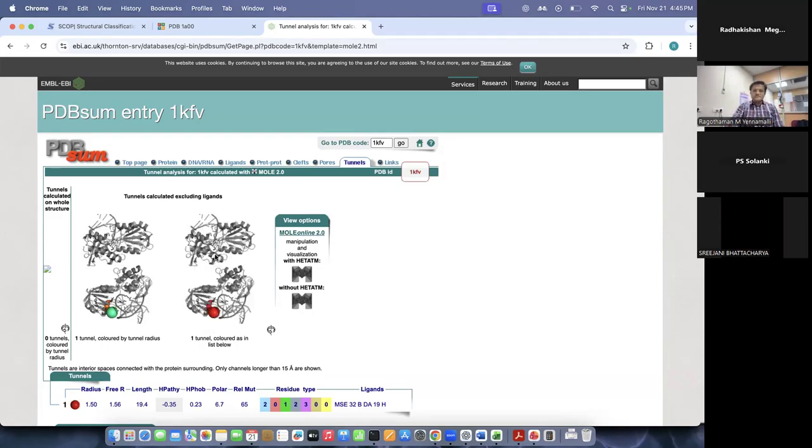There are not just these, there are many other tools that do this, but you have basic information in SCOP, CATH, and PDBsum to find the fold level information.